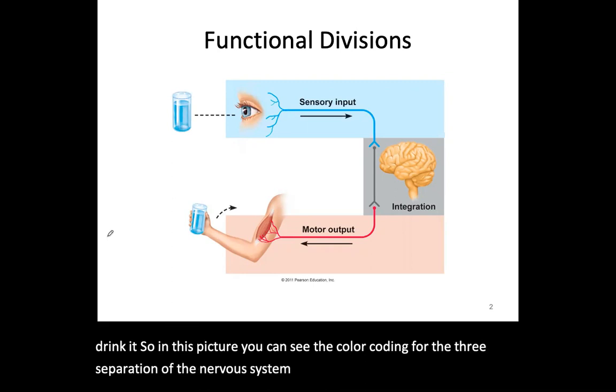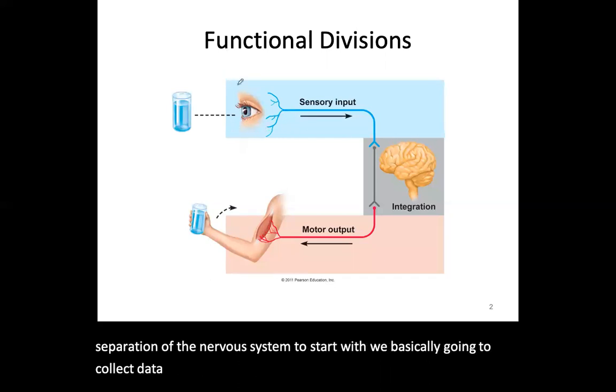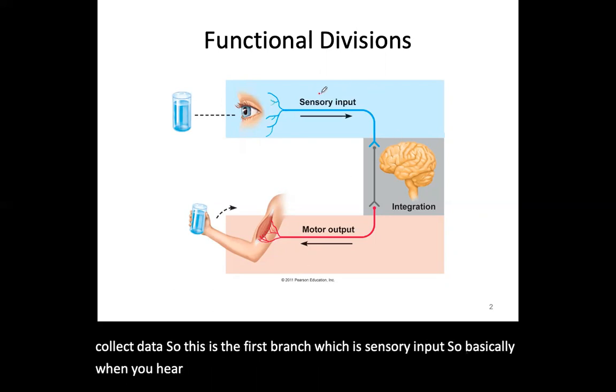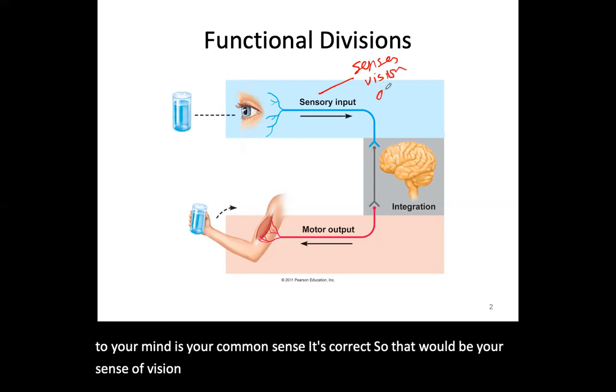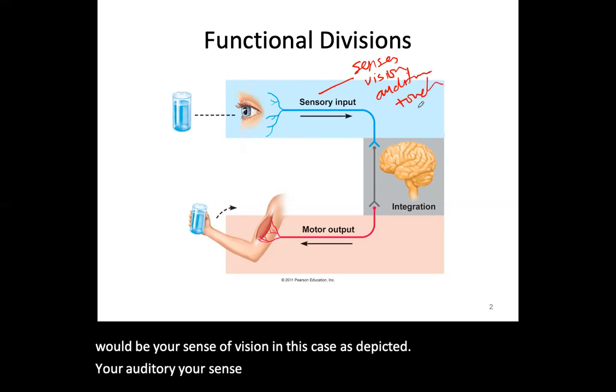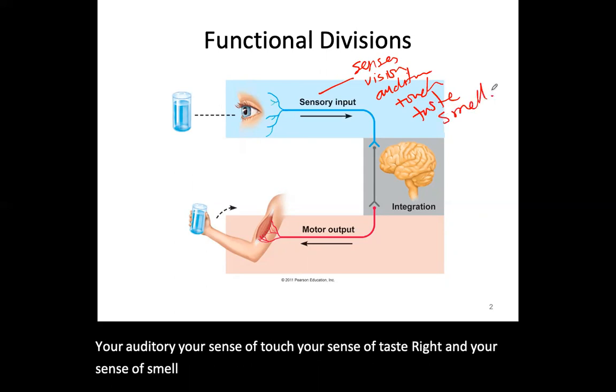To start with, we are basically going to collect data. This is the first branch, which is sensory input. When you hear the word sensory, the common word that should come to your mind is your common senses, correct? That would be your sense of vision, in this case as depicted, your auditory, your sense of touch, your sense of taste, right? And your sense of smell.